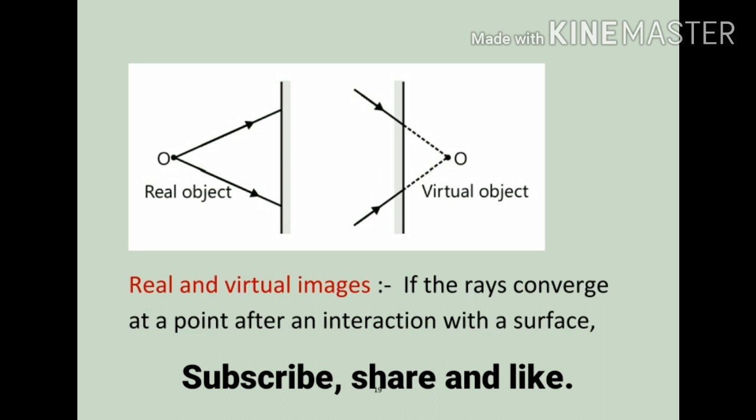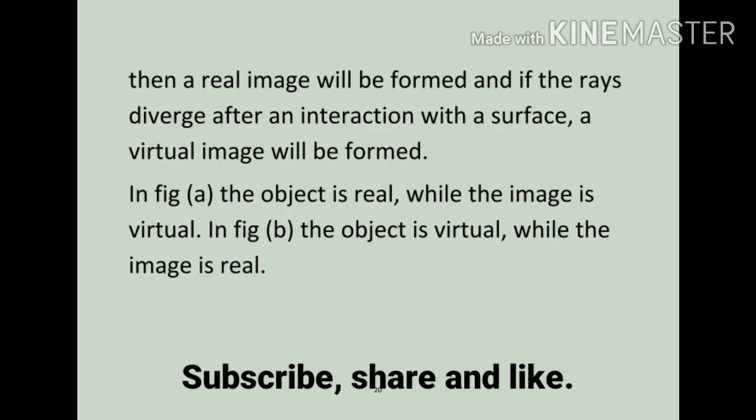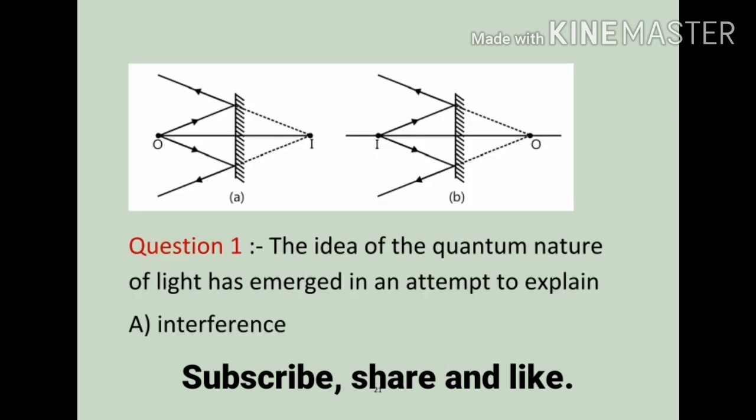Observe that diagram. Next one is real and virtual images. If the rays converge at a point after an interaction with the surface, then a real image will be formed. And if the rays diverge after an interaction with a surface, a virtual image will be formed. And observe the diagram. In figure A, the object is real and image is virtual. In figure B, the object is virtual while the image is real.